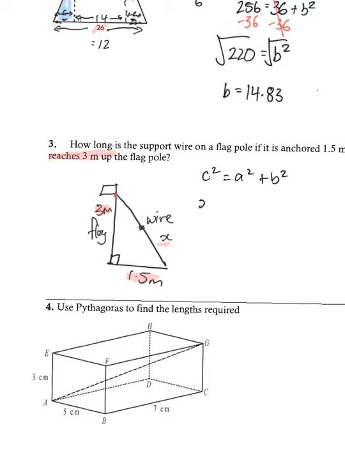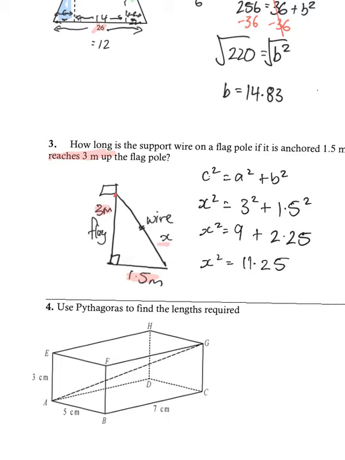Okay, so our C value is just x. Our a I'll put as 3. And our b I'll put as 1.5. Okay, so 3 squared, 3 times 3 is 9. Plus, again, guys, if I'm going too quick or you want to go back and look at something, just go back in the video. But 1.5 squared is 2.25. So what I'm going to do is add those together. 9 plus 2.25 makes 11.25.